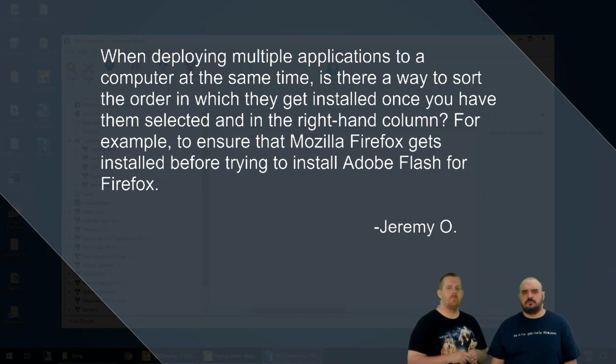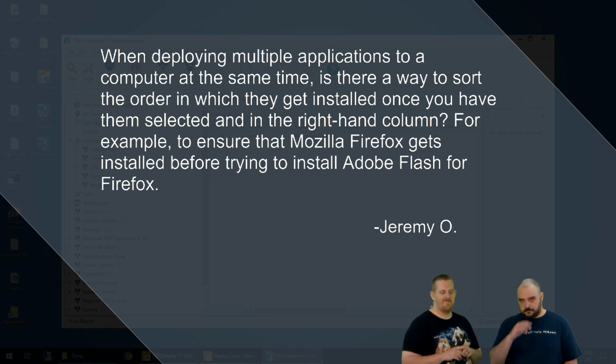Hey, Chris and Jordan, when deploying multiple applications to a computer at the same time, is there a way to sort the order in which they get installed once you have them selected and in the right-hand column? For example, to ensure that Mozilla Firefox gets installed before trying to install Adobe Flash for Firefox. Thanks, Jeremy O.